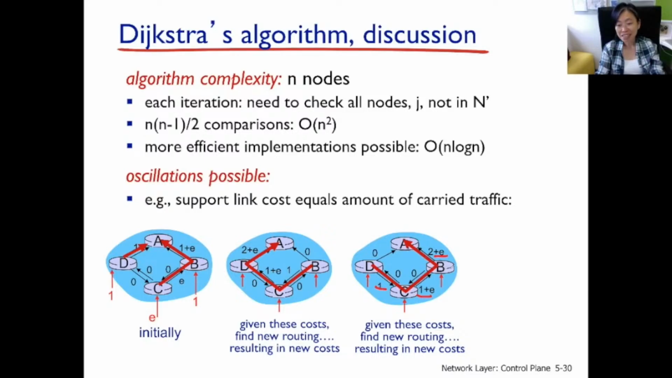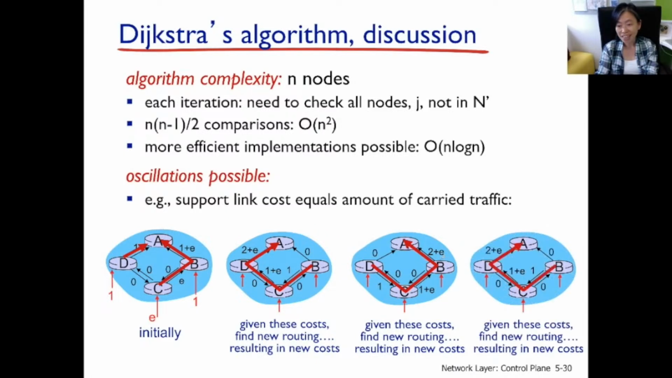As a result, B sees this path costs 0. This path costs 2 plus E. B switches the other direction. C sees this path, really high, 3 plus 2E. And this other direction, 0. D, this direction, 0. This direction, super bad, 4 plus 2E. So all of them would switch back like this.